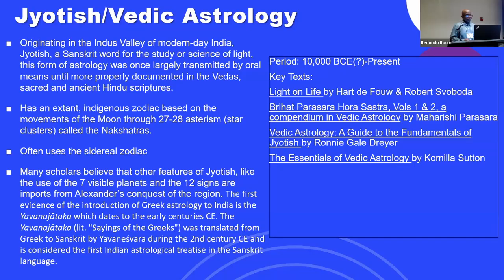Jyotish has an indigenous astrology that's based on the moon going through 27 or 28 asterisms. What do I mean by that? Most often Vedic astrologers now use 27 asterisms called nakshatra, but there are in fact 28. They just may not always use the 28th one.